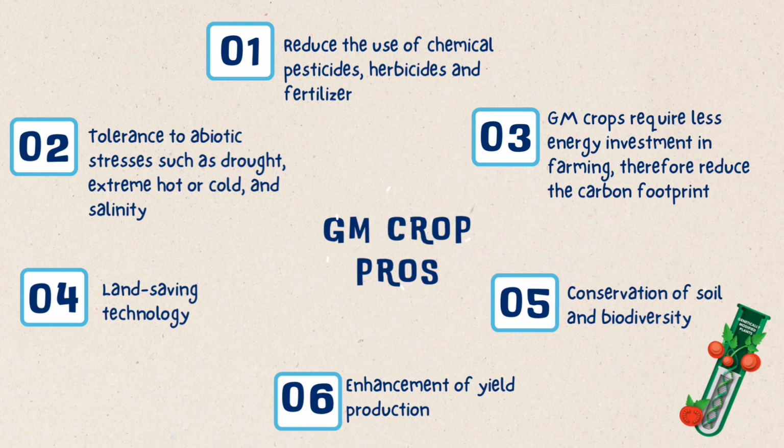GM crops modified with tolerance to abiotic stress such as drought, extreme heat or cold, and salinity enable the cultivation of crops under these unfavorable environmental conditions, and this may contribute to land saving and conservation of soil biodiversity. GM crops are believed to enhance the production of food, feed, and fiber, as well as reduce production costs. Thus they may produce higher yield to feed the whole nation.